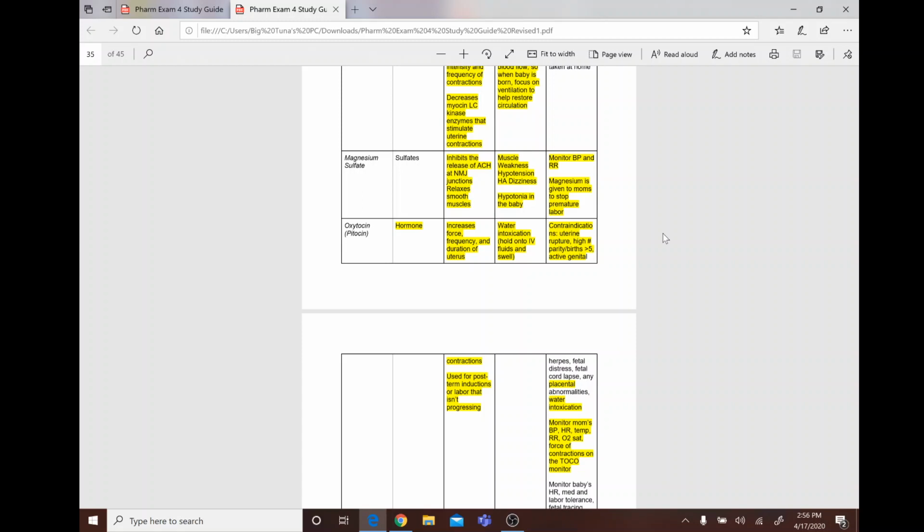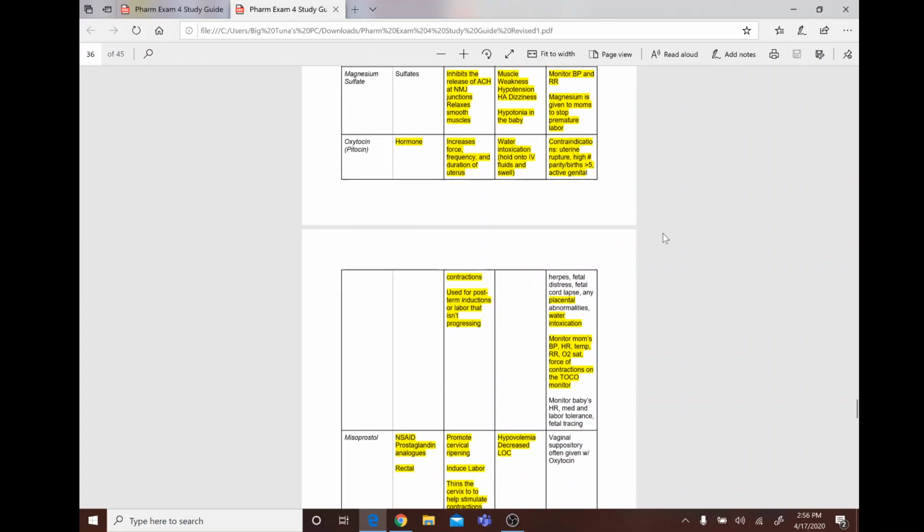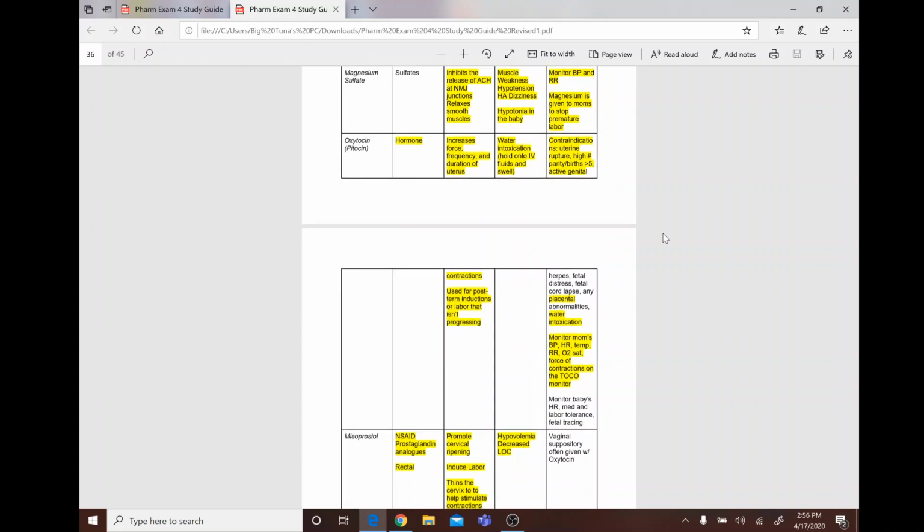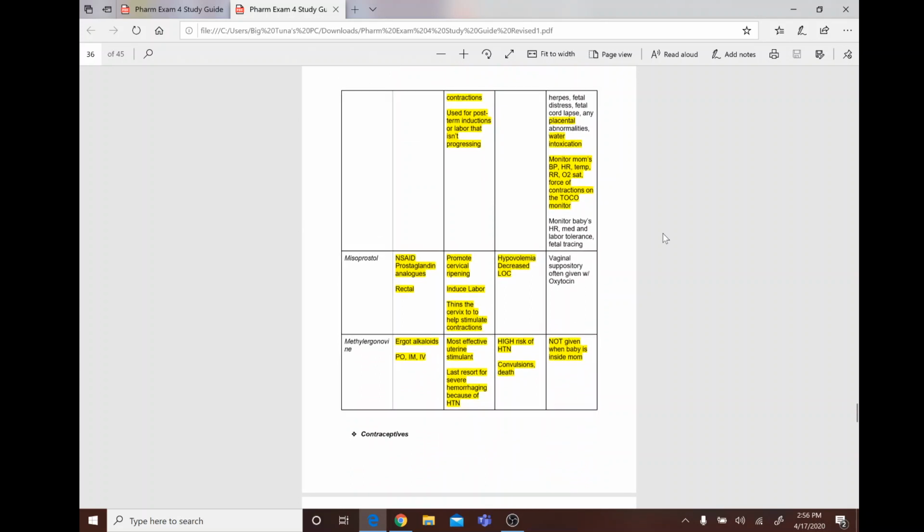What are the side effects of oxytocin? Water intoxication. What is oxytocin contraindicated in? Uterine rupture, more than 5 births, active genital herpes, fetal distress, fetal cord prolapse, any placental abnormalities, water intoxication.